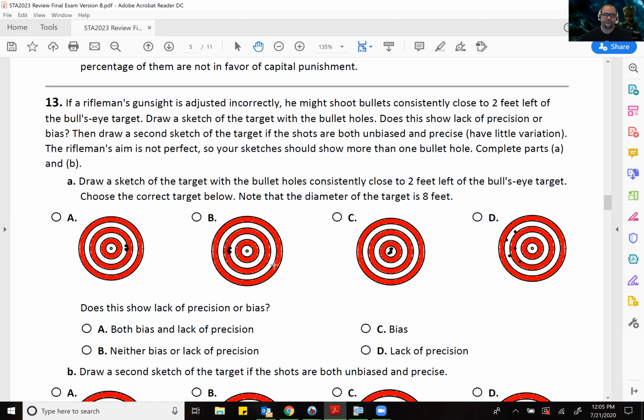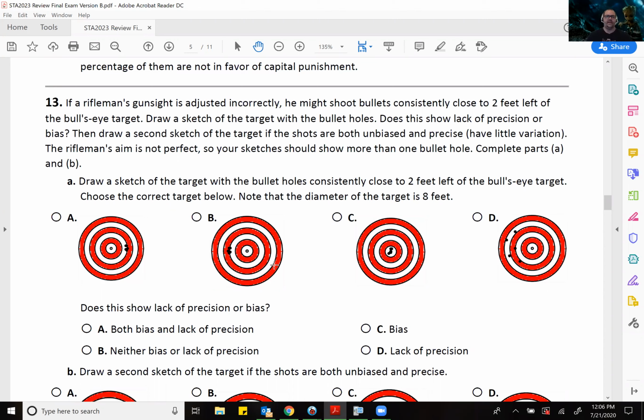All right. So part A. It says a rifleman's gun sighting is adjusted incorrectly. He shoots bullets consistently close to 2 feet left of the bullseye's target. Sketch a graph of the target with the bullet holes. Does this show a lack of precision or bias? Then draw a second sketch of the target if the shots are both unbiased and precise. In other words, have little variation. The rifleman's aim is not perfect, so the sketches may show more than one bullet hole.